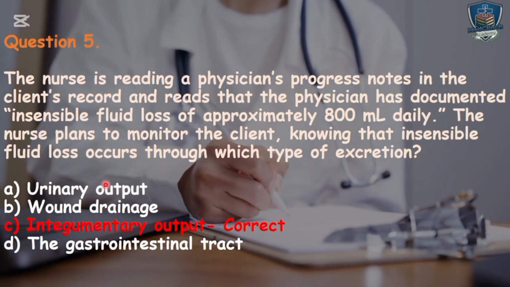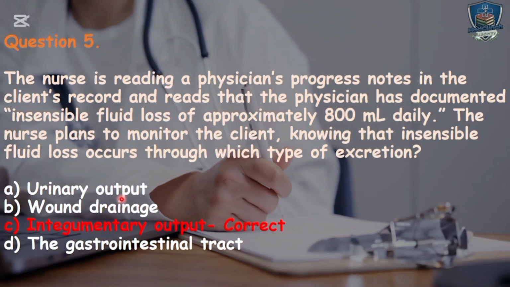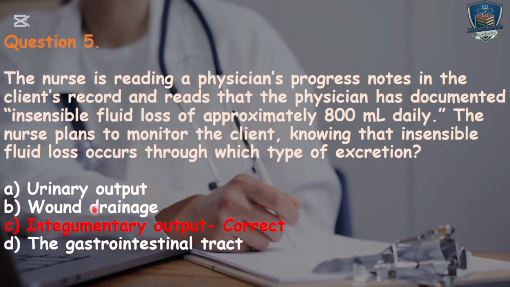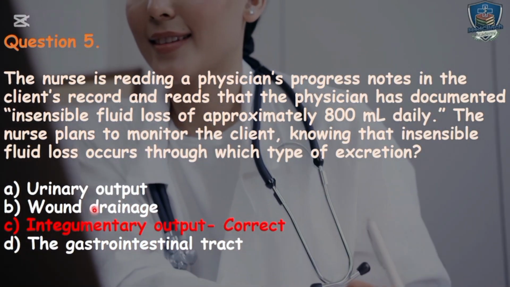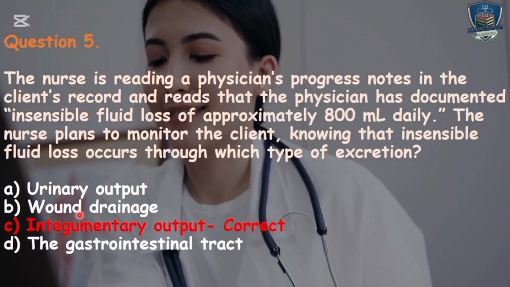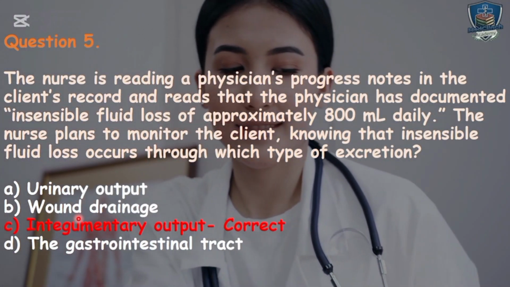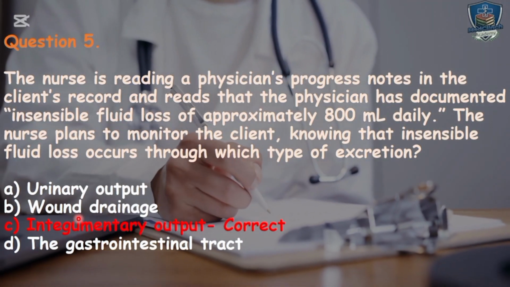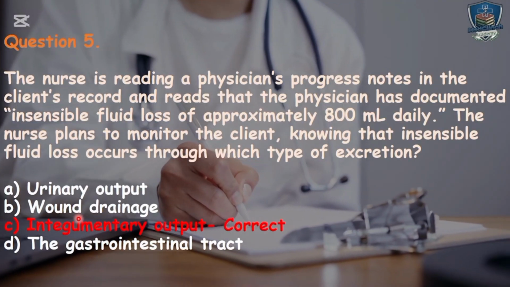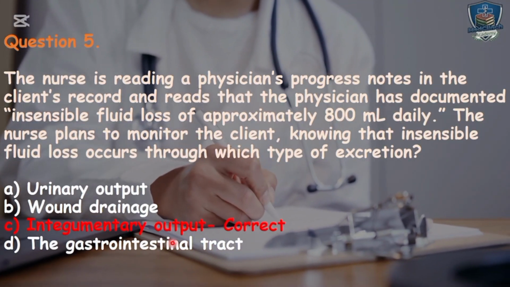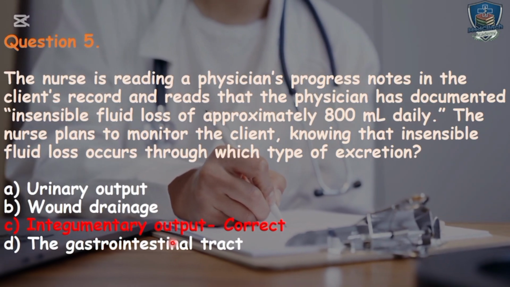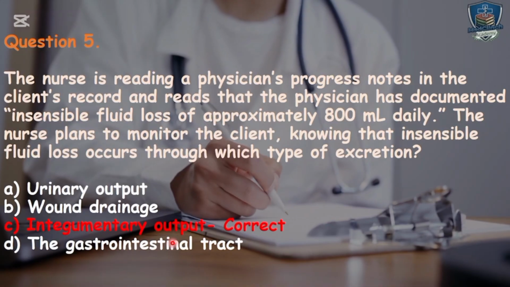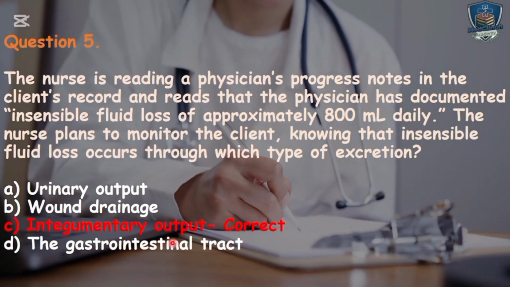So if you look at the choices here, your urinary output is sensible because you're aware that you're losing fluids. Wound drainage also, there will be some fluid loss which as a nurse, you're aware of, that this client is losing fluid during the wound drainage. Whereas the integumentary output here is the correct answer, because sometimes we lose fluids through our skin and we are unaware. That is what we call an insensible fluid loss. The GI tract also is aware, because if you lose fluid through vomiting or diarrhea or defecation, it's something that we can know that this client is losing fluids.